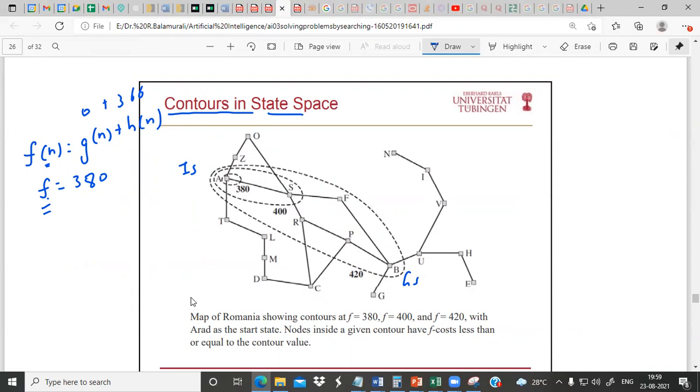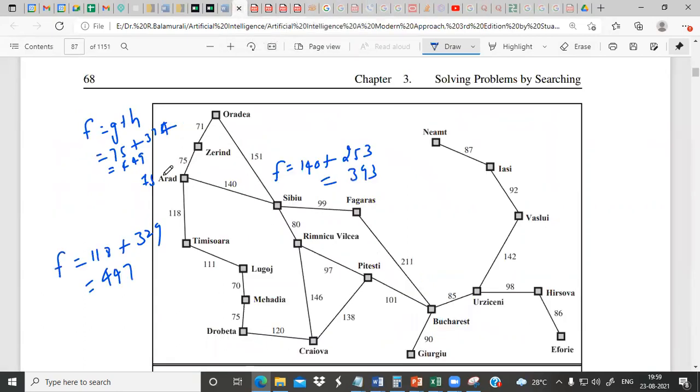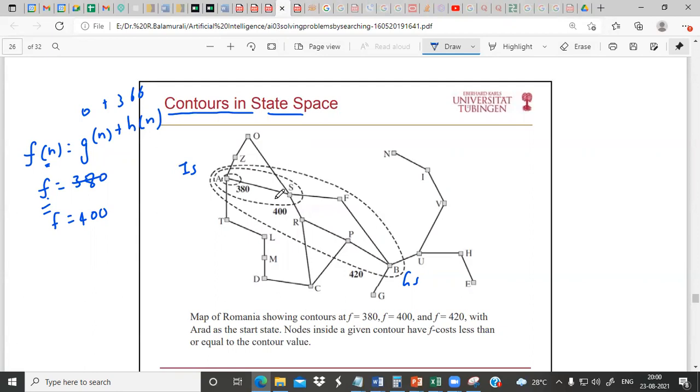So we have to slightly increase this upper limit. Now we are increasing the upper limit. Instead of 380, we are going up to 400. When you go up to 400, what can we include? We still cannot include Zerind or Timisoara, but we can include Sibiu. So when we make it 400, Sibiu is added. But still we have not reached the goal state.